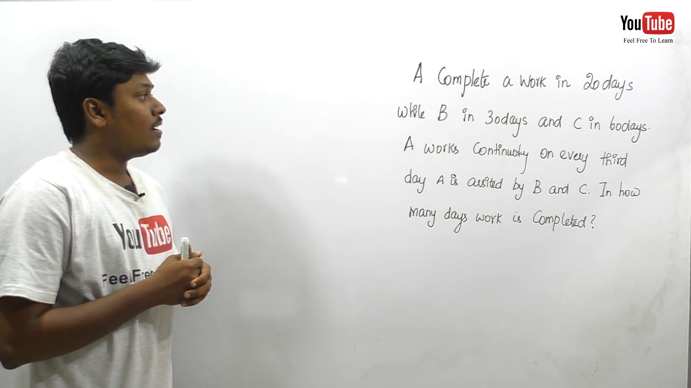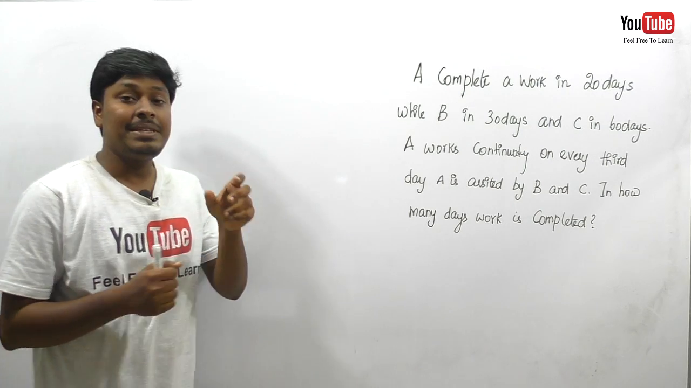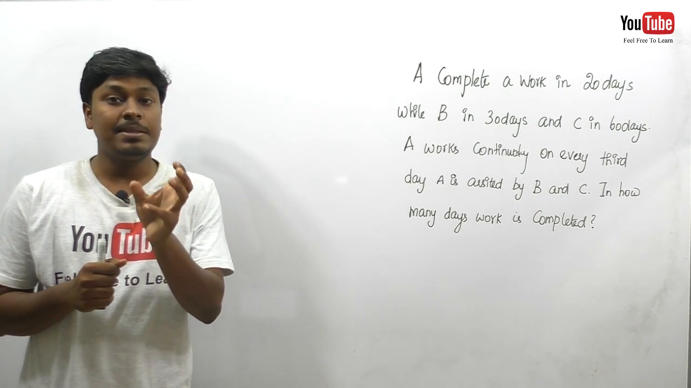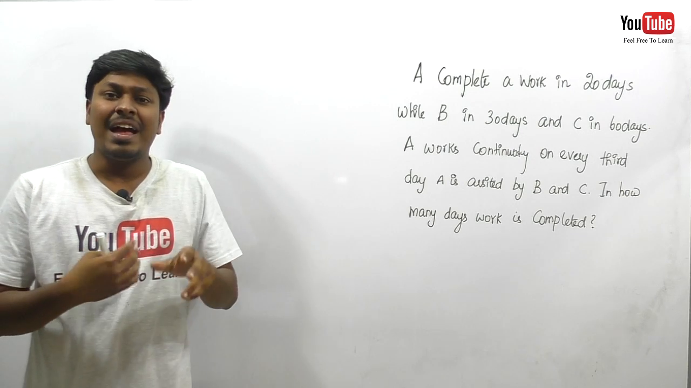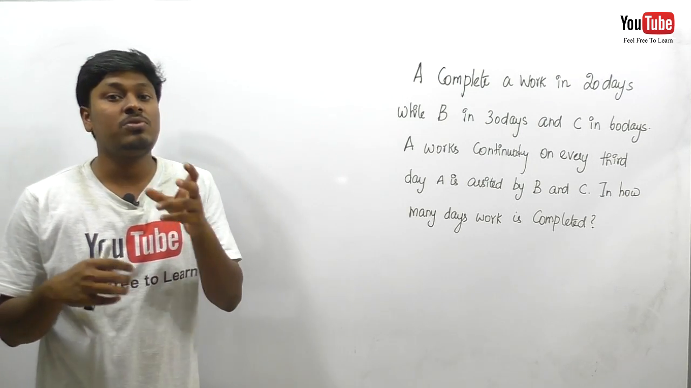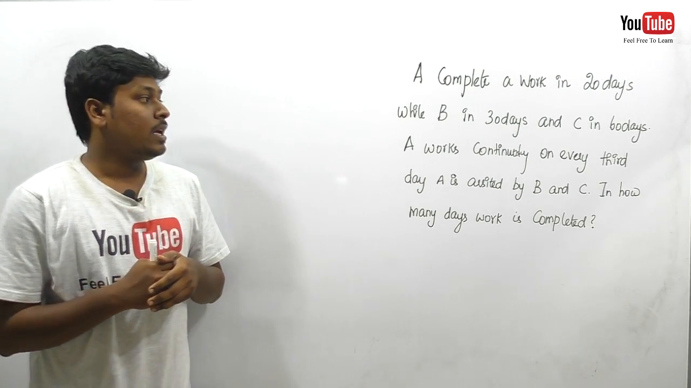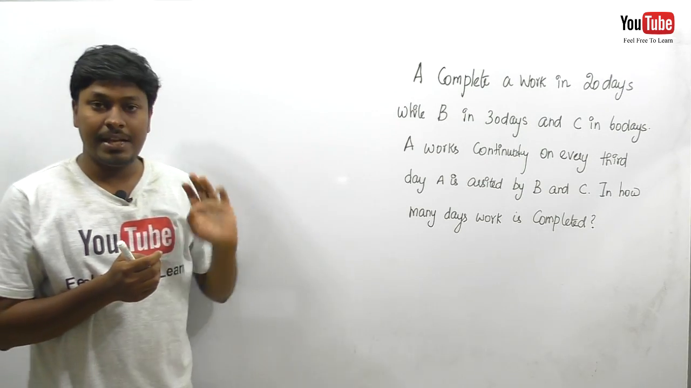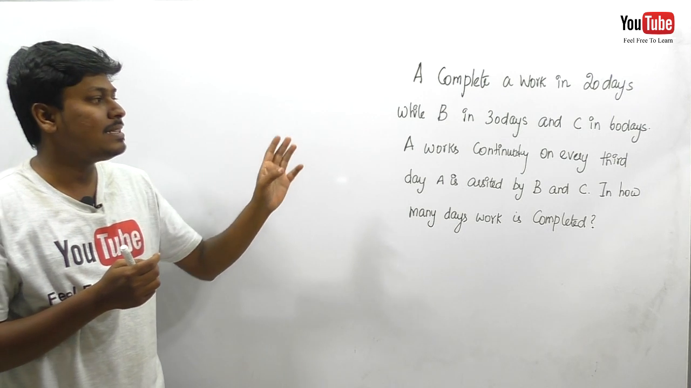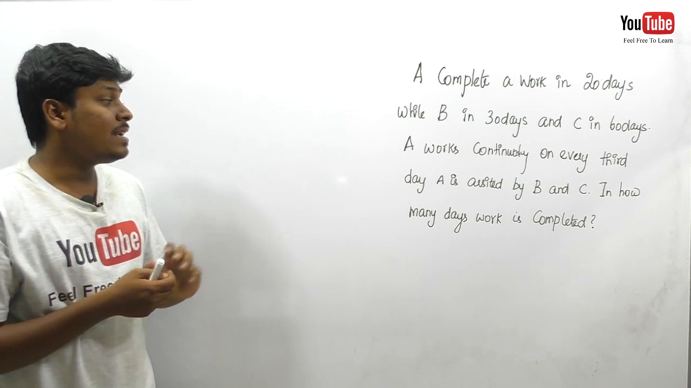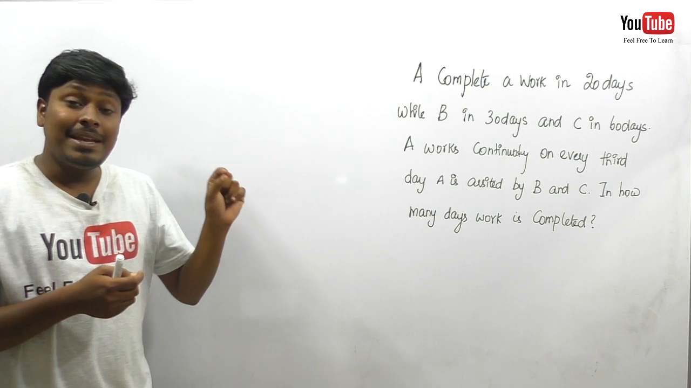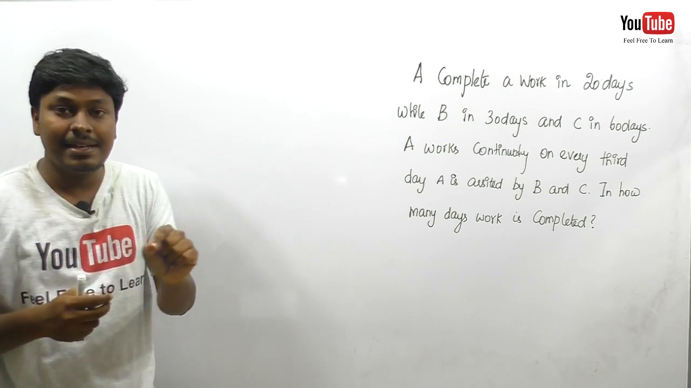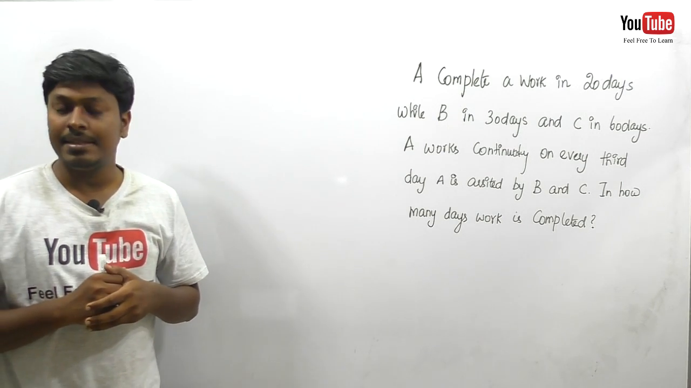So friends, in this first set we are going to see 3 questions based on alternate days. Why? Because I have got so many mails that students can't solve the alternate days questions. So friends, first of all let me explain the concept. A can complete a piece of work in 20 days, B in 30 days and C in 60 days, and A is starting the work. On every third day A is assisted by B and C.